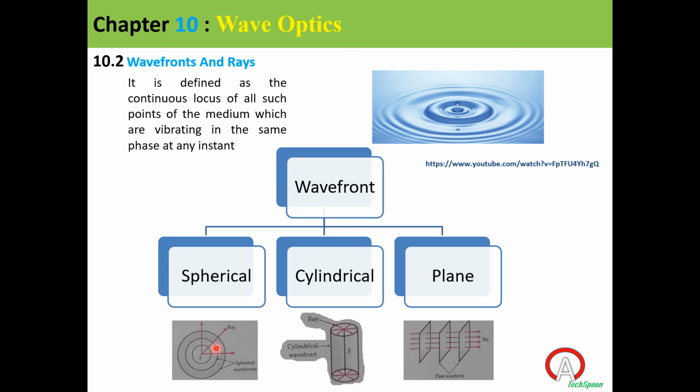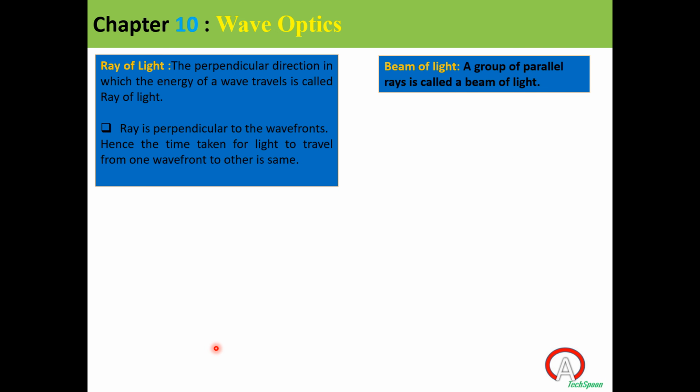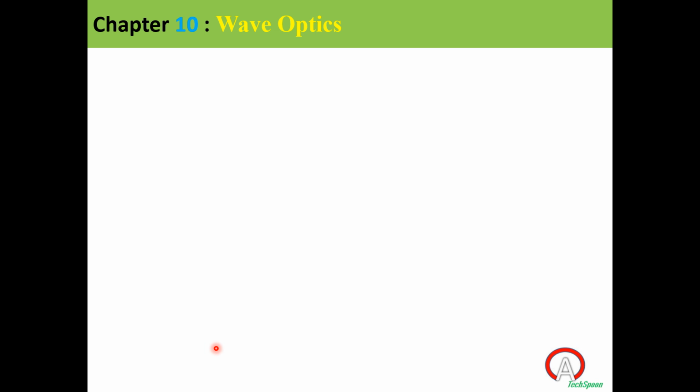This is a very, very important concept. We require this when we derive the law of reflection and the law of refraction based on Huygens principle. The derivation is complete with this one concept. So keep in mind that the rays are perpendicular to the wavefront. Rays are straight lines drawn perpendicular to the wavefront. A group of parallel rays combined, we will call a beam of light. Ray of light, then beam of light.